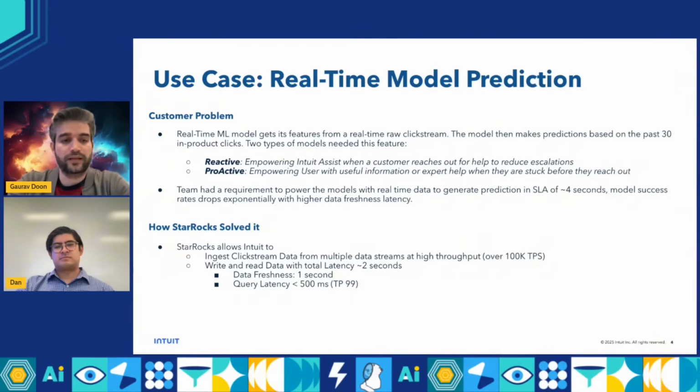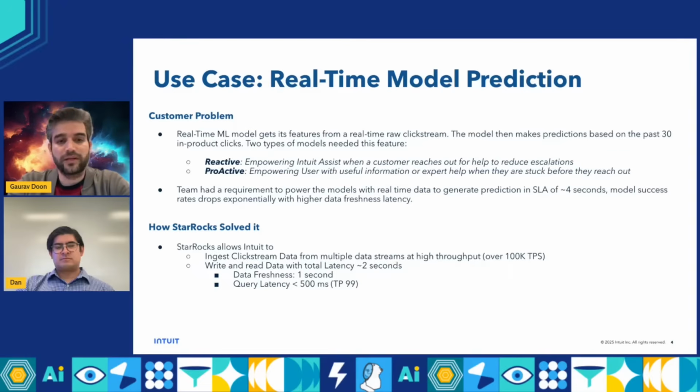The second one is proactive. So we talked about reactive, where a customer goes to Intuit Assist and gets the help that they need. But proactive is more about without even the customer going to Intuit Assist and asking for help, the useful information in terms of tips is provided to them without them even reaching out. And at the same time, this model will also help detect if they are stuck in a workflow in our product and will offer them expert help without them having to think about it. So this is the proactive part of it, and the other one is reactive.